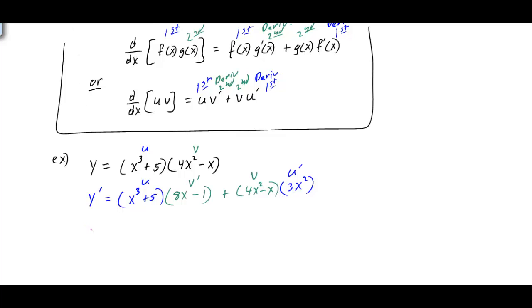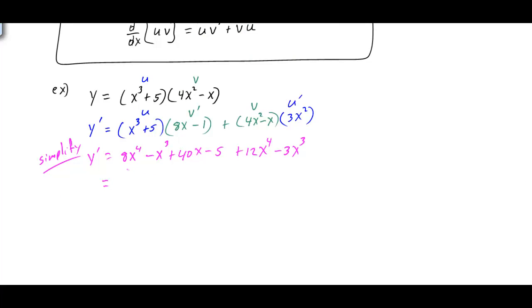At this point, all we have left is to simplify, combining any like terms. So we can go ahead and multiply this one out. We have x cubed times 8x, so that would be 8x to the fourth minus x cubed, plus 40x minus 5. And then over here, we're going to distribute the 3x squared. So we would have 12x to the fourth minus 3x cubed.